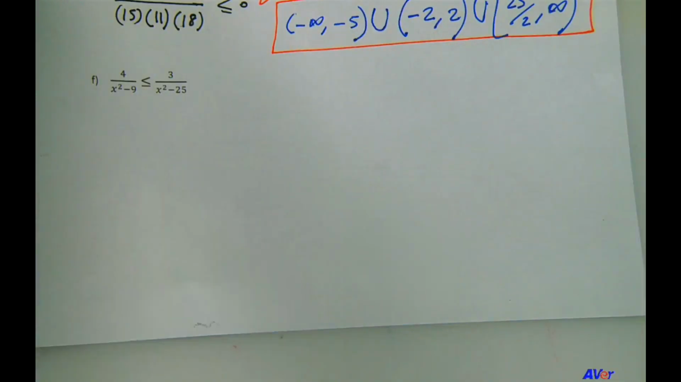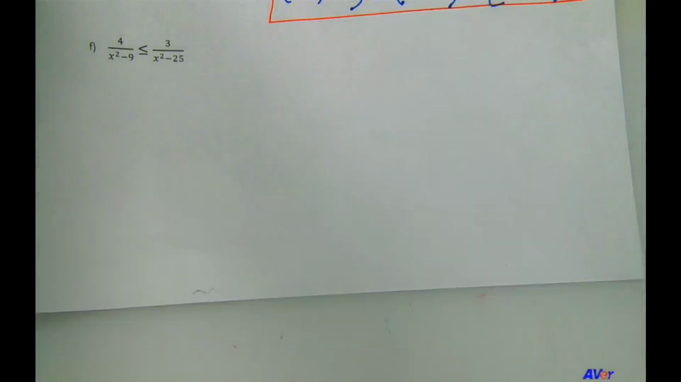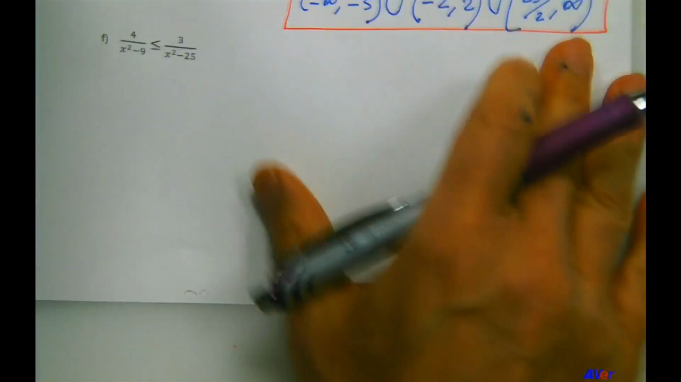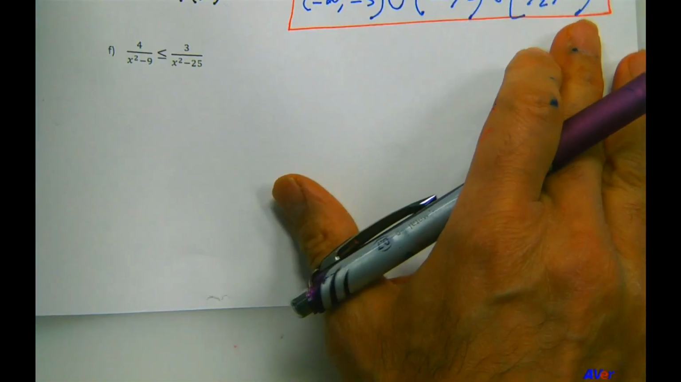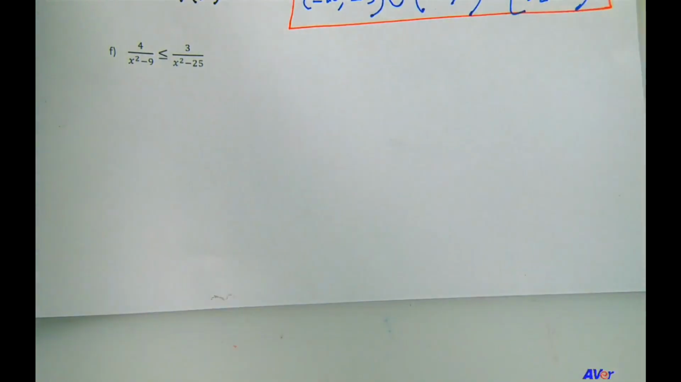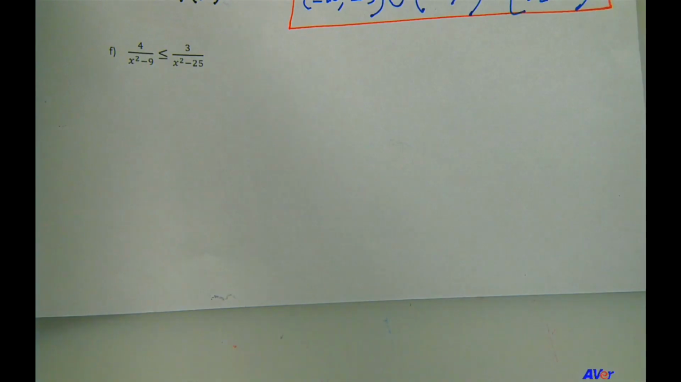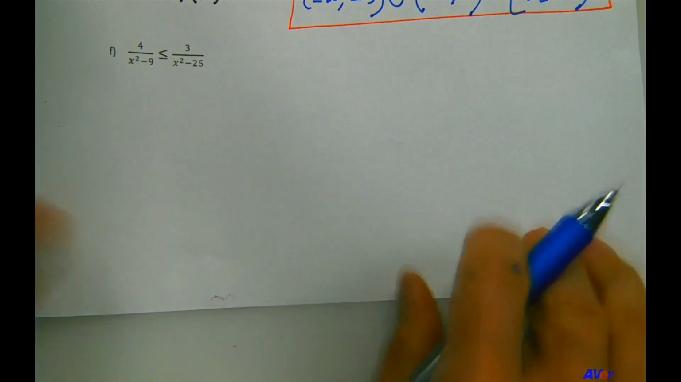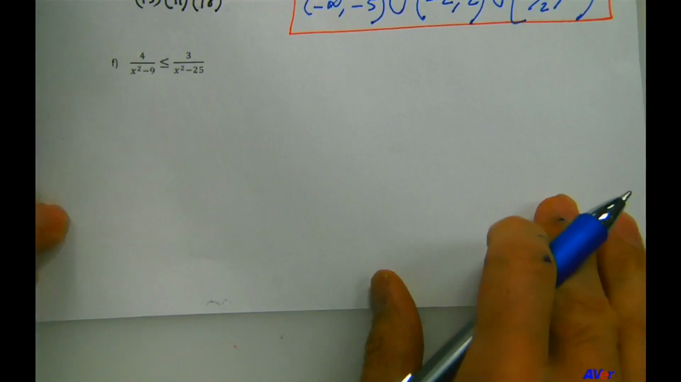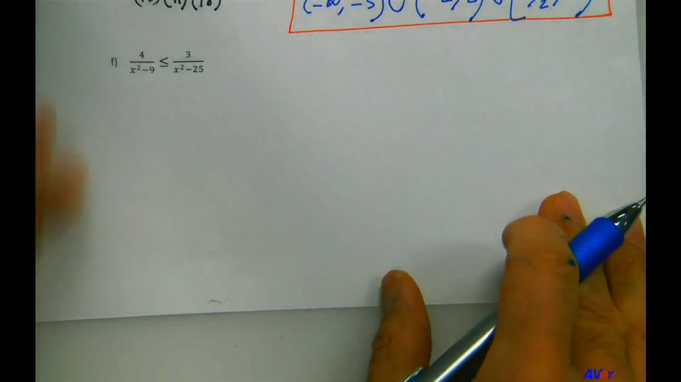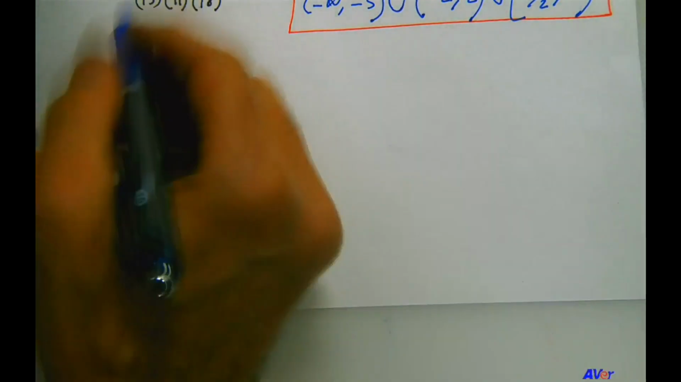The next expression, again, please pause the video. Right there, pause the video, write your own solution for that rational inequality, and then come back to the video and see what I've done. Okay, I'm assuming you've done that, and now you're back.